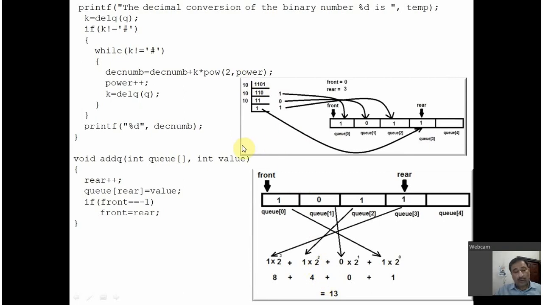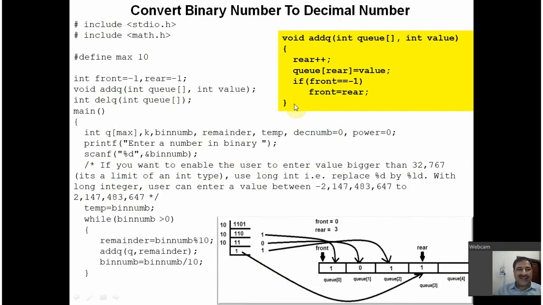Now let's do it through a program. As I said, in the queue, you will require two pointers, front and rear. Both are initialized to -1. These are two method prototypes. One is addQ and another is delQ. Obviously, the addQ method will be called to add the binary digit into the queue, and the delQ method will be called to take out, to remove the bit from the queue.